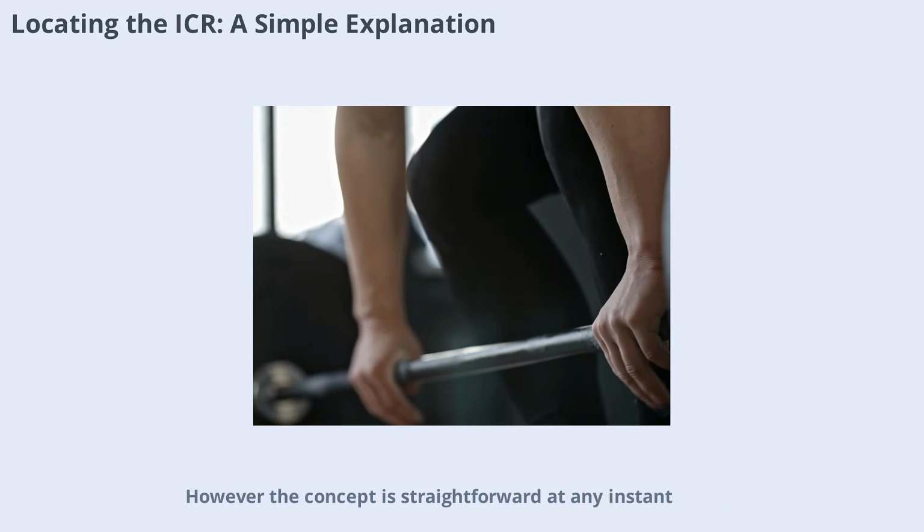Biomedical engineering students, locating the instantaneous center of rotation in the knee can seem daunting. However, the concept is straightforward. At any instant, the ICR is the point about which the lower leg or shank rotates. As the knee flexes and extends, this point moves, reflecting the complex mechanics at play. By tracking the ICR, we gain valuable insights into how the knee functions during everyday activities like walking or running.